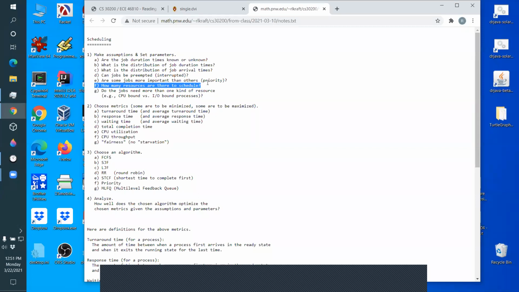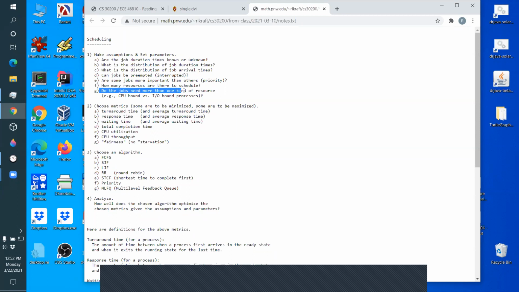So those are various resources: the computer itself, the I/O devices. The CPU itself, do you have more than one of them? Okay, those are assumptions. Like we can assume that we only have one CPU, or we could assume that we have two CPUs. We could assume that none of our jobs need anything but the CPU.